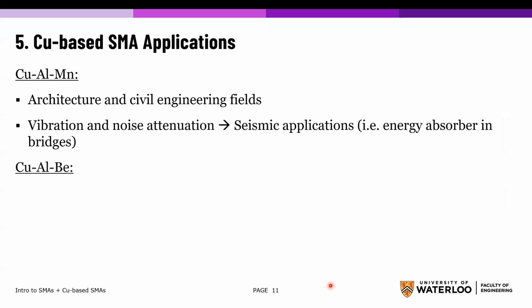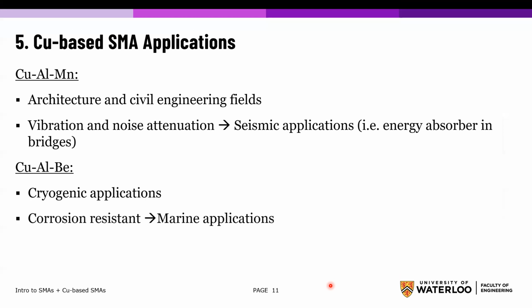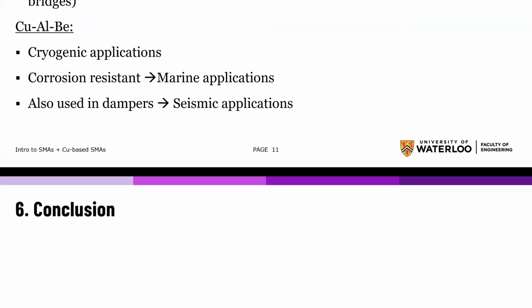And for the CuAlBe alloy, it can be used in cryogenic applications, which basically means applications with extremely cold temperatures. It's also corrosion resistant, so that means it can be beneficial for marine applications. And it can even be used in dampers for seismic applications.